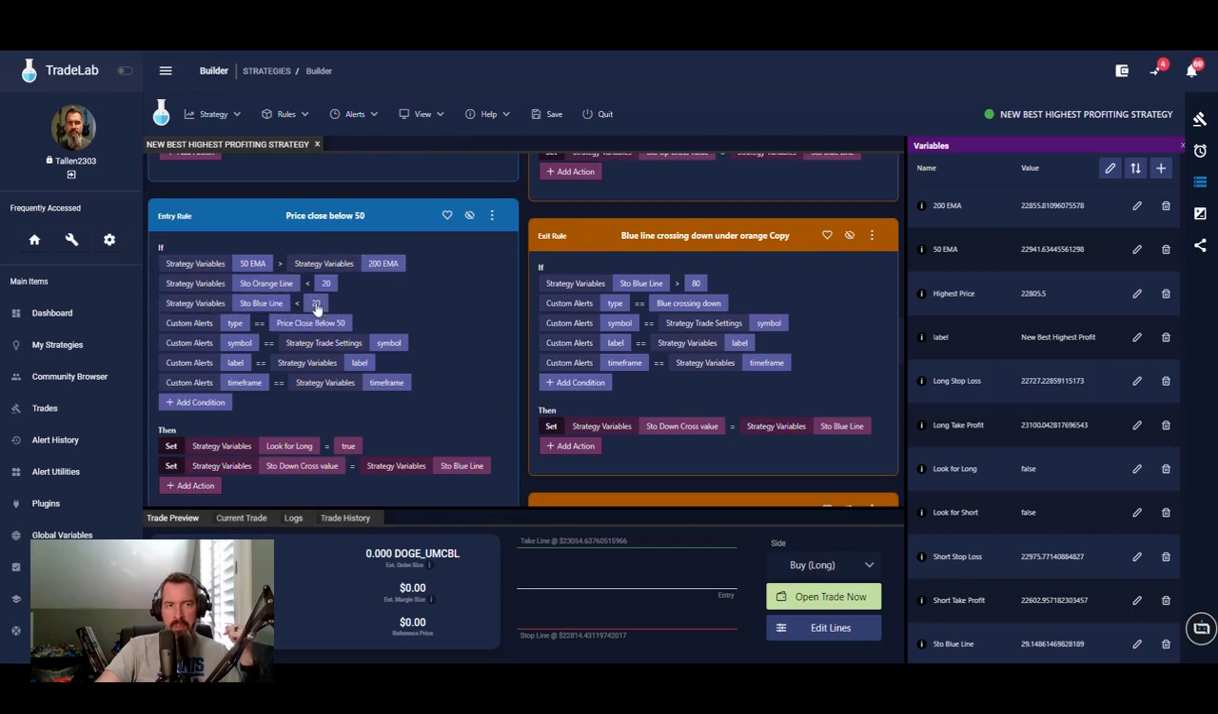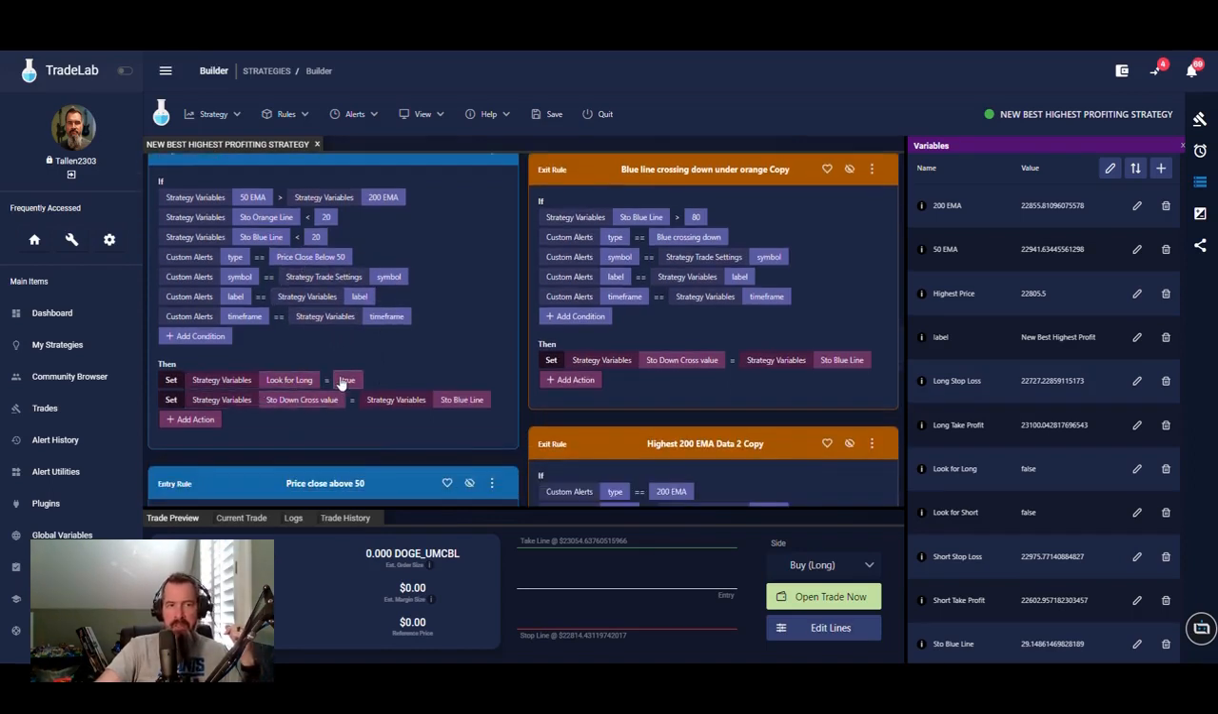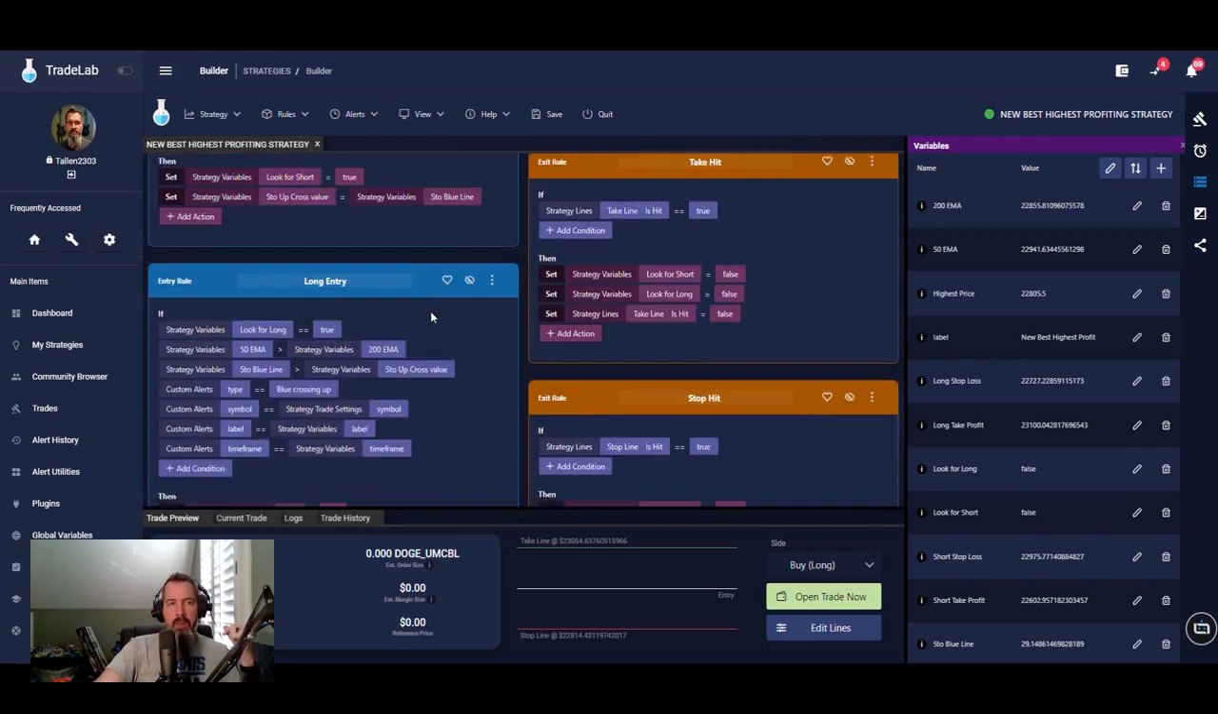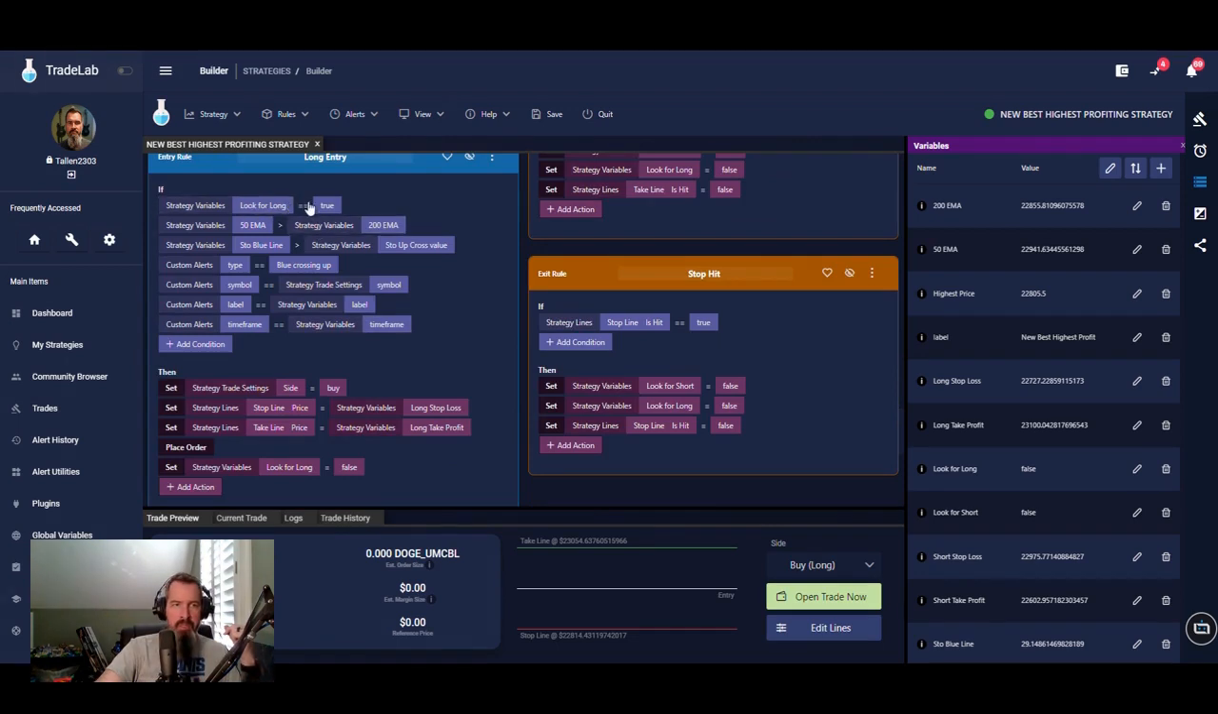The stochastic orange line and blue line were both below 20 level, which means our RSI is oversold. Our symbol and variable and time frame all matched. That will set our variable for look for long to true. And on stochastic down cross, we're going to store our RSI value in this variable, stochastic blue line. That way, when we go to the long entry, we're going to make sure that we are looking for a long because that signal was hit.